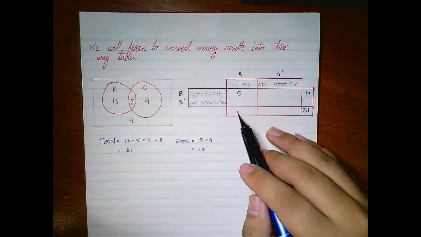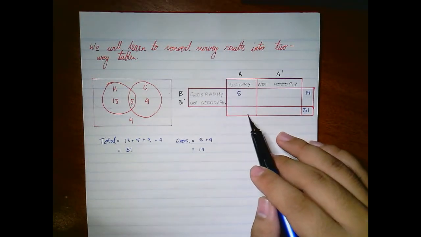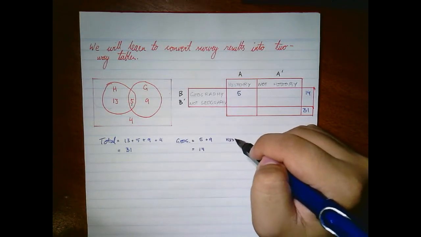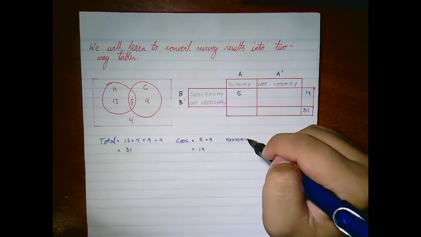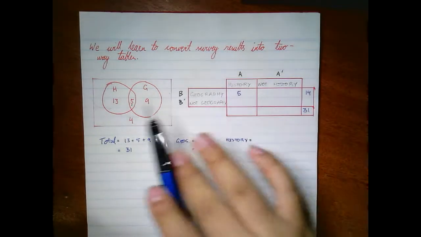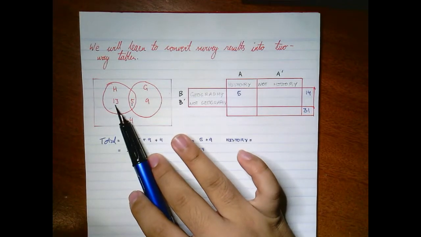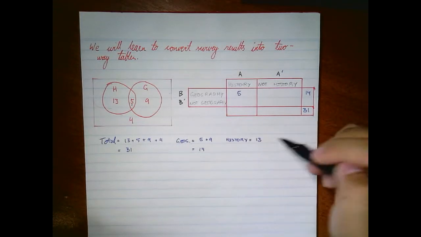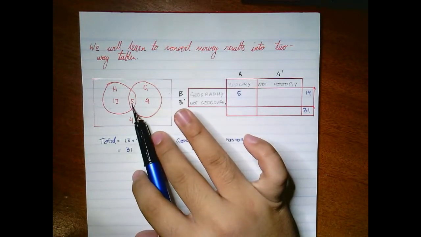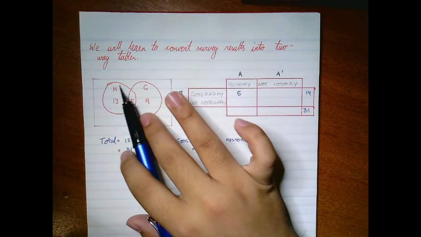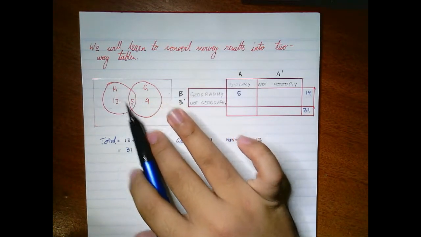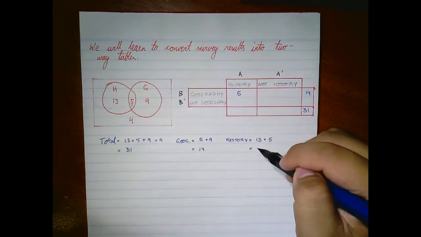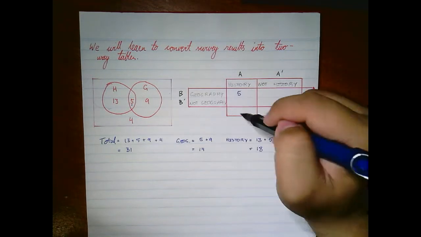Same thing, we'll get the total of history students. We'll ask ourselves, did these 13 people study history? Yes, they did. Did these 5 people study history? They also did, because they're part of the circle. So that's 13 and 5 more, which gives us 18 in total.